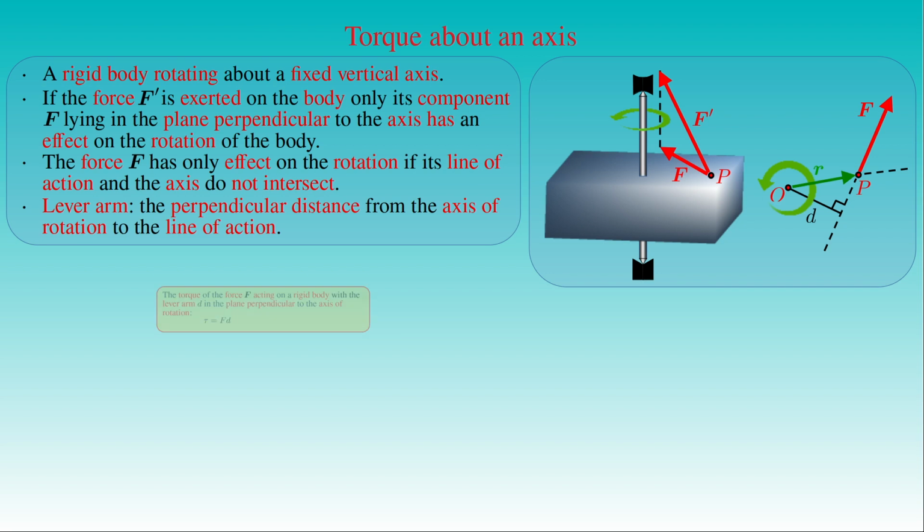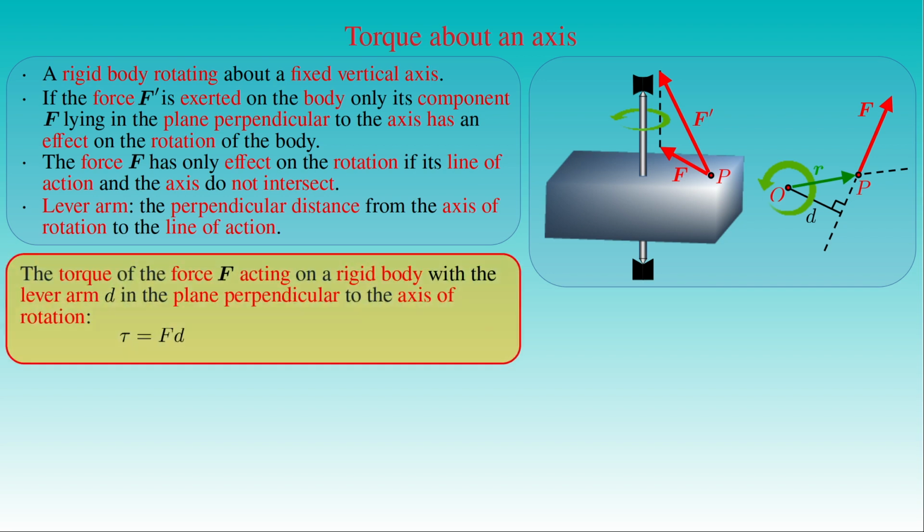We define the torque tau of the force F acting in the plane perpendicular to the axis of rotation by the magnitude of the force F times the lever arm d of the force. By convention, counterclockwise torques are positive and clockwise torques are negative. The unit of torque is given by the unit of force times the unit of length, which is the same as the unit of work, that is the unit of mass m times the unit of length L times the unit of time t to minus 2, times the unit of length L. The SI unit of torque is therefore equal to Newton meter.